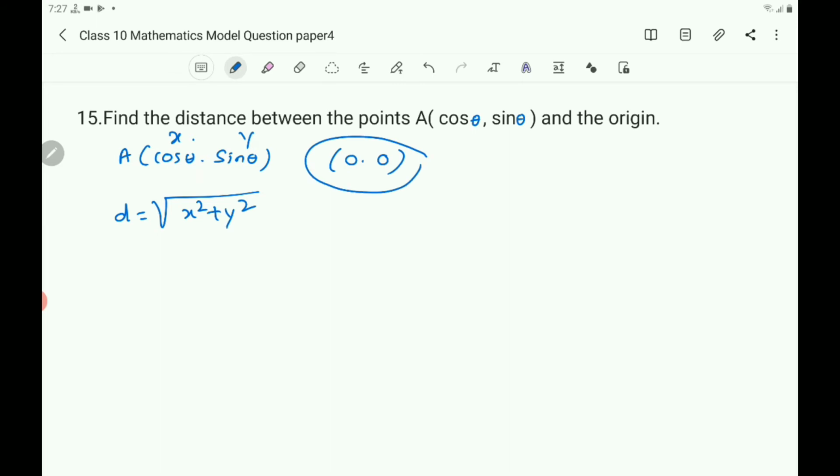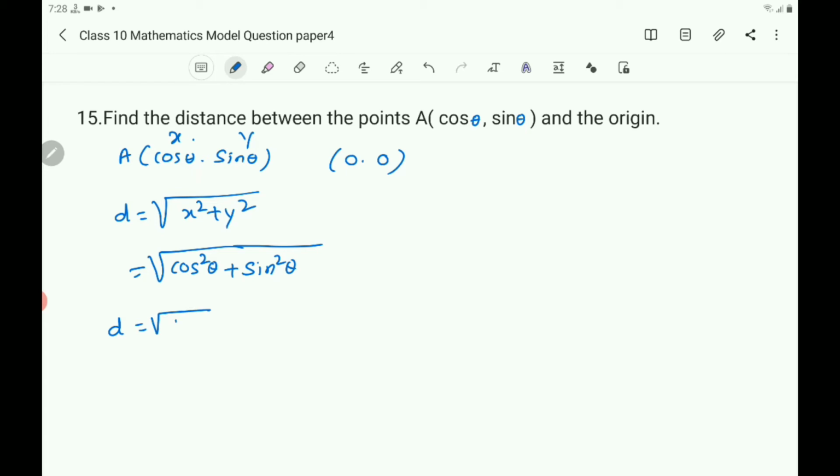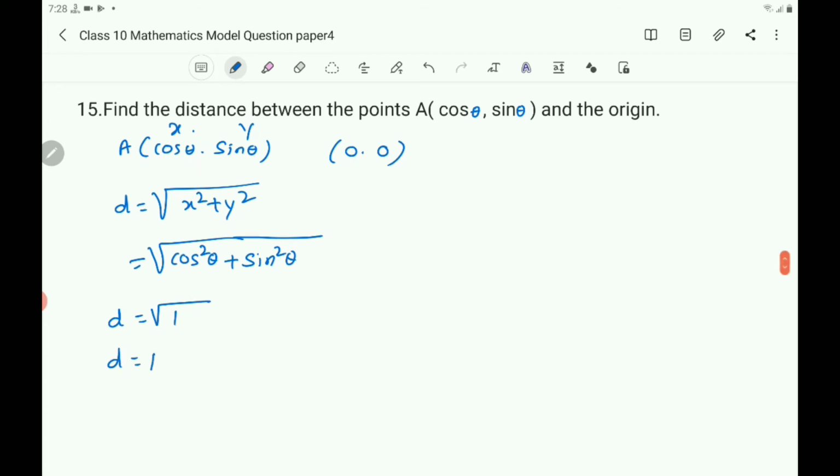So you write, x is cos theta, that is cos square theta, plus y is sin theta, that is sin square theta. Then d is equal to, what is the value of cos square theta plus sin square theta? Cos square theta plus sin square theta is 1. So d equals 1 unit. The distance between the point cos theta, sin theta and the origin is 1 unit.